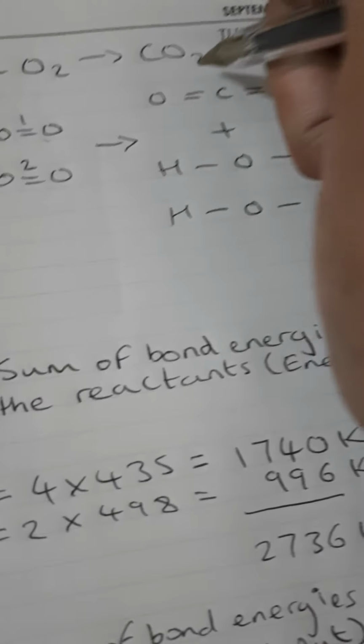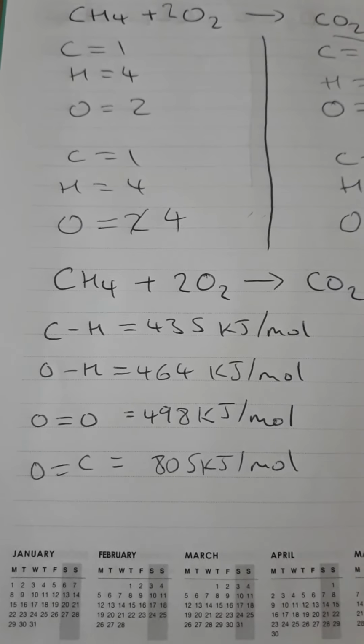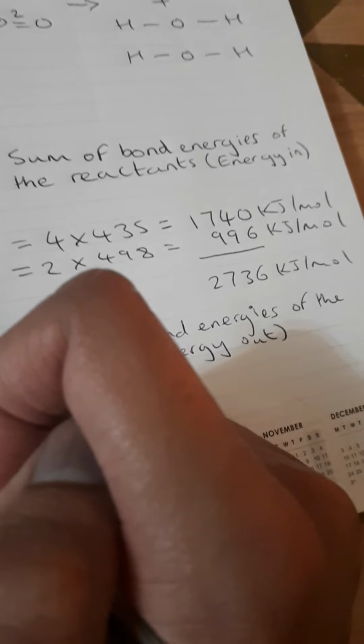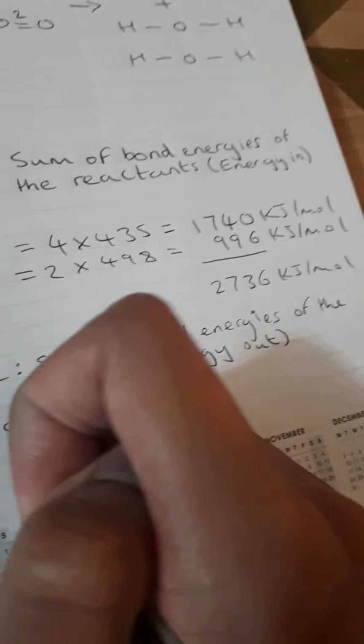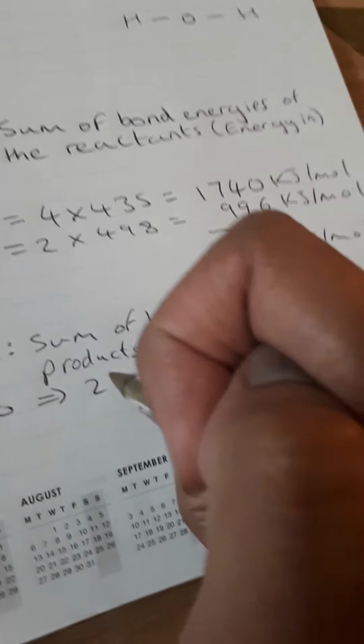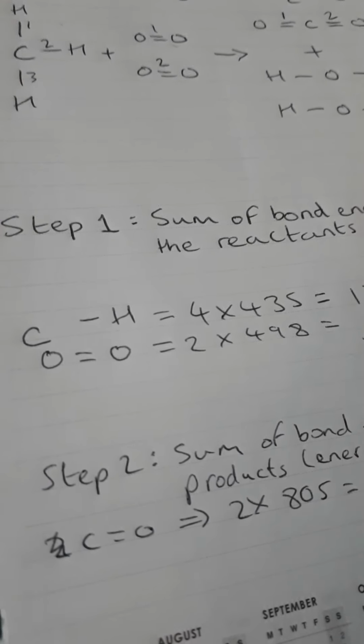Okay, so here we've got C double bond O. Again, we have one bond, so one double bond and two double bonds. If we look at our table, 805 kilojoules per mole for C double bond O. So first of all, we need to do 2 times 805, which equals 1610 kilojoules per mole.